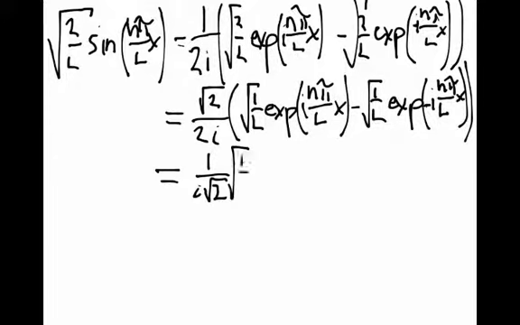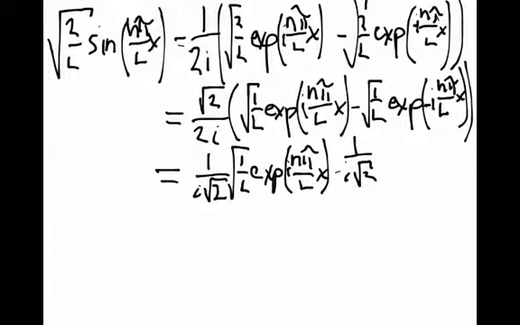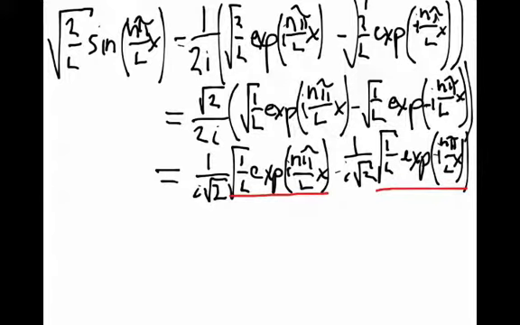That's equal to 1 over i root 2 times the square root of 1 over L e to the i n pi over Lx minus 1 over i root 2 times 1 over the square root of L e to the minus i n pi over L times x. So I just multiplied through by those coefficients, so I have two completely independent functions there, rather than having that root 2 over 2i kind of hanging out and multiplying the whole thing.